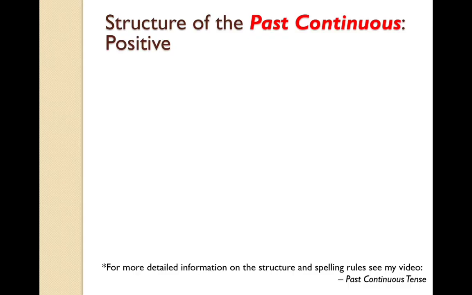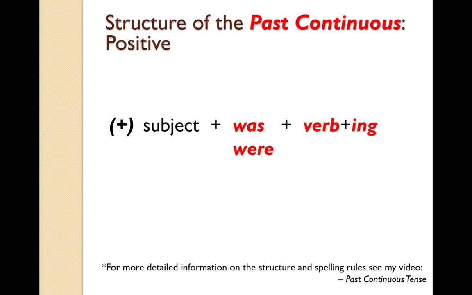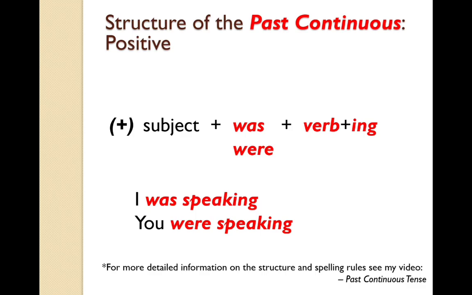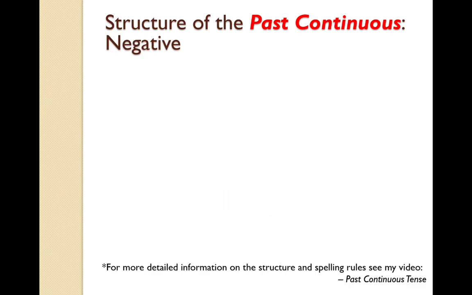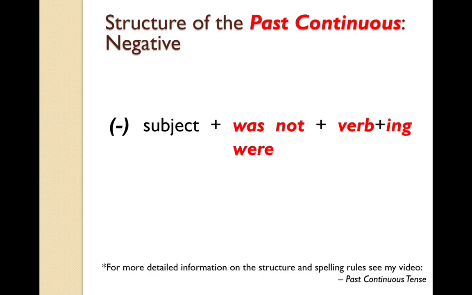Now let's look at the structure of the past continuous tense. For positive phrases, we start with the subject plus was or were plus the verb with ing. I was speaking. You were speaking. For negatives, we start with the subject plus was or were not plus the verb with ing.